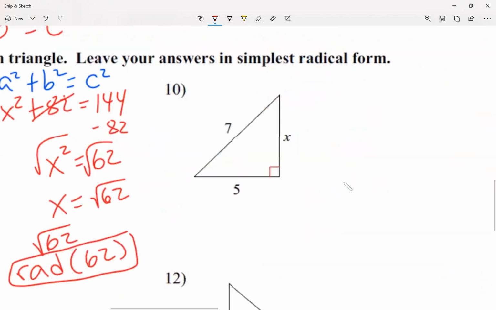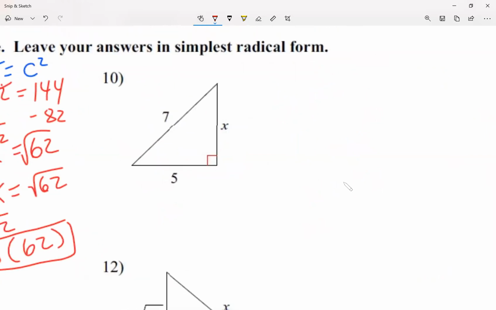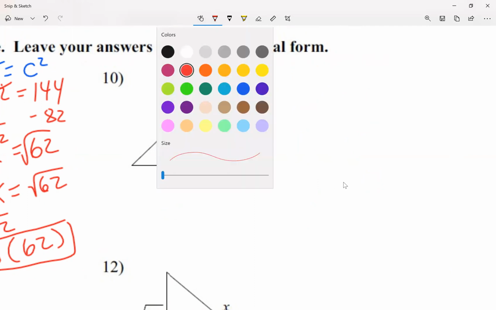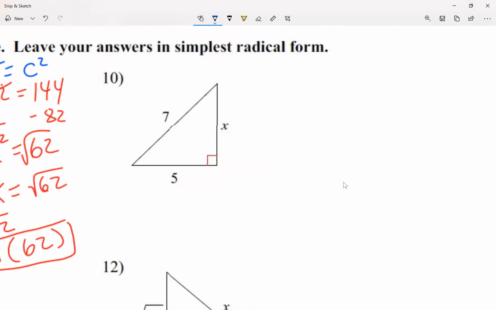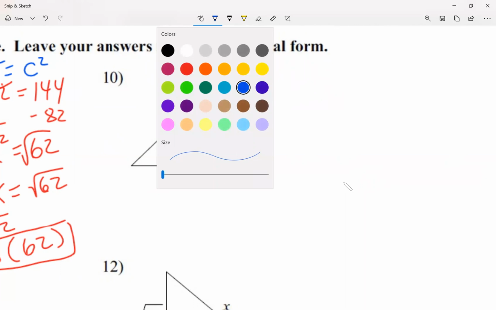All right, let's take a look at question number 10. I'm going to square everything, right? To begin with, let me label my sides. This is C, the one farthest away from the 90-degree corner. And I'm going to call this A, and I'm going to call this B. Now let me square everything.